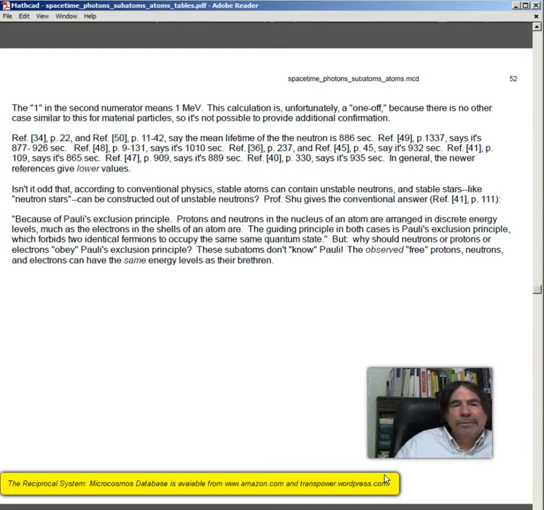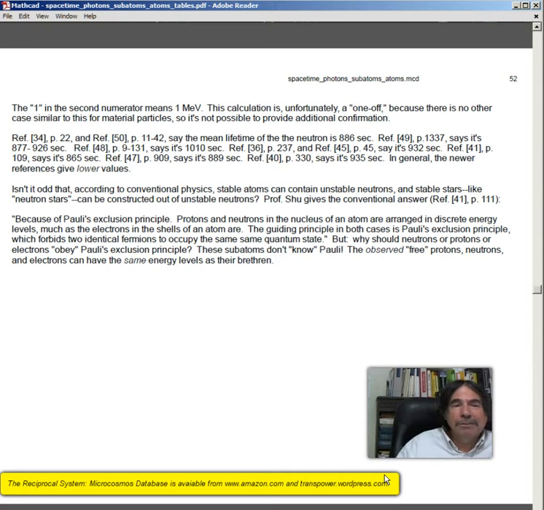Reference 34, page 22, and reference 50, page 1142, say the mean lifetime of the neutron is 886 seconds. Reference 49, page 1337, says it's between 877 and 926 seconds. Reference 48, page 9-131, says it's 1010 seconds. Reference 36, page 237, and reference 45, page 45, say it's 932 seconds.